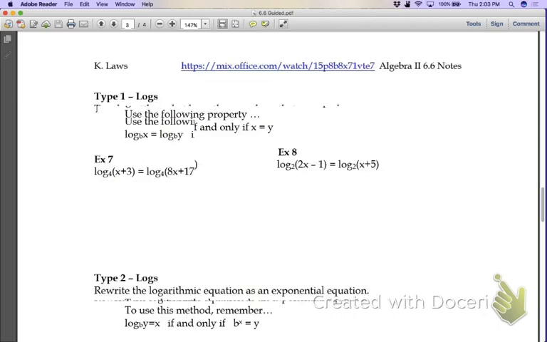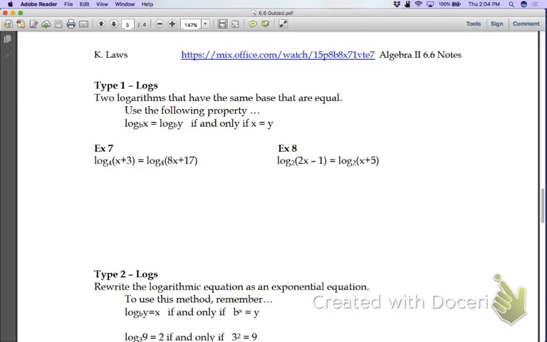So just like when we did exponentials, if your bases are the same, what am I going to do? Do I care about the base anymore if they're the same? Heck no, I don't. So I'm just going to get rid of that, and what am I going to end up with? X plus 3 equal to 8x plus 17. And just solve for x. Okay. Those are obviously going to be the easiest types that we have.